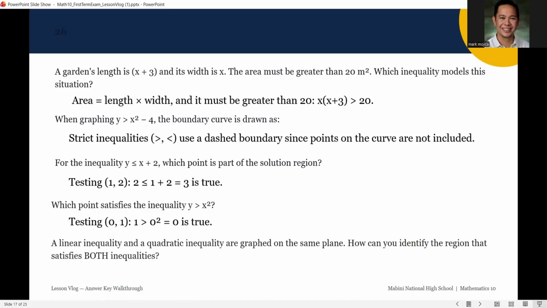Okay? Next, a linear inequality and a quadratic inequality are graphed on the same plane. How can you identify the region that satisfies both inequalities? So here, it's simple. A system's solution is the intersection where both shaded regions overlap. Because one of them is a straight line, the other is a parabola. Normally, when we combine the two, the overlapping region appears.